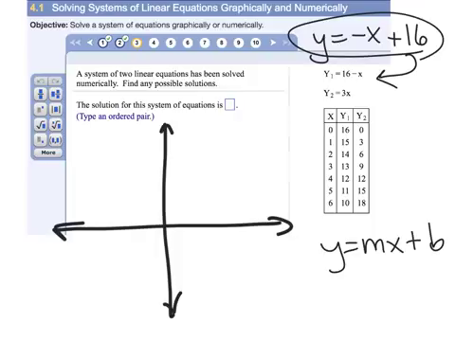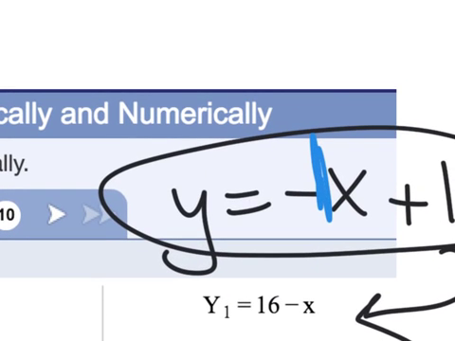And then use the slope to add the extra points. Does it go up? Does it go down? And in this case, the slope is down 1 over 1. Because when it's just a negative x, that really means it's a negative 1x. So negative 1 can be thought of as negative 1 over 1.